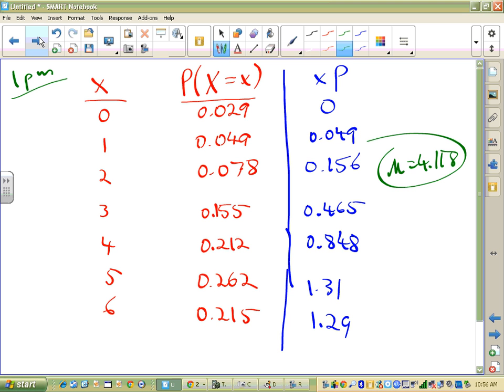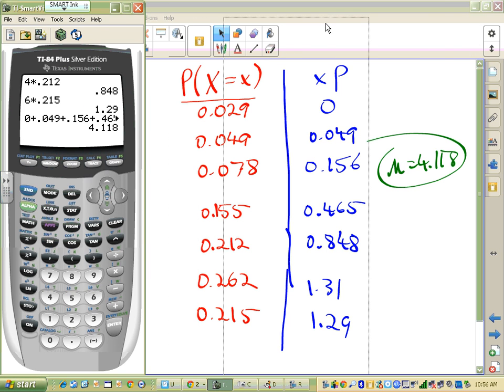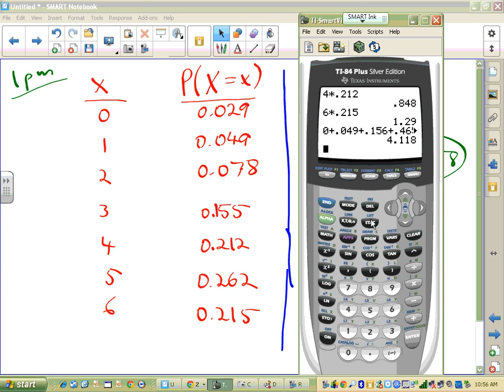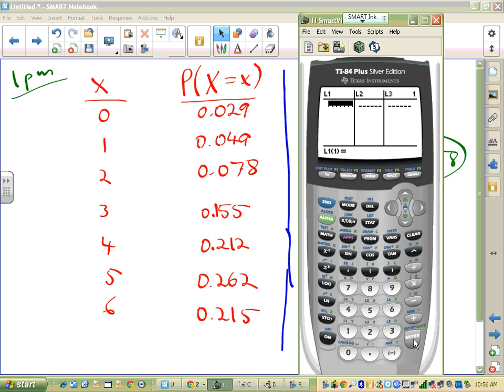We're ready to see how life can be so much easier with the Texas Instruments graphing calculator. Check this out. On my TI-84, I'm going to stat edit 0, 1, 2, 3, 4, 5, 6.